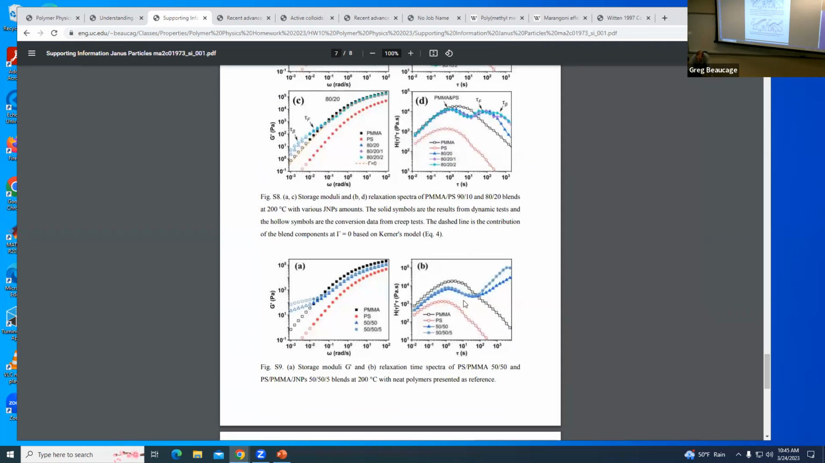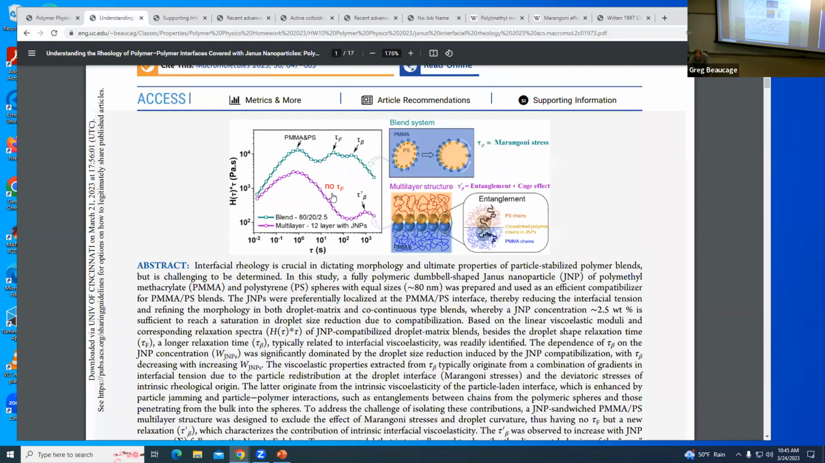Then when you mix them together, this other hump shows up, and that's the shape hump. That has to do with the shape. That's his tau F here. So tau F is like the shape of the particles, and he shows in here that the polymer domains get larger and smaller. That tau F moves around. I don't remember if it goes left or right. And the tau beta has to do with this Marangoni thing.